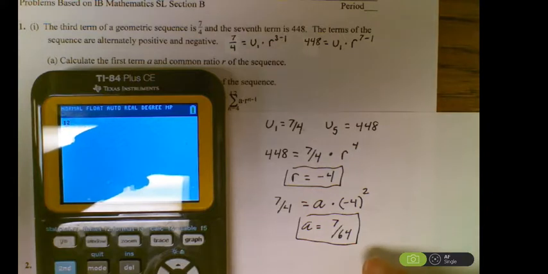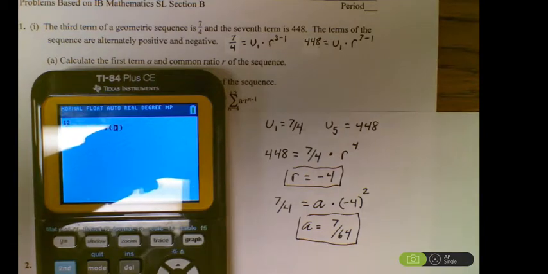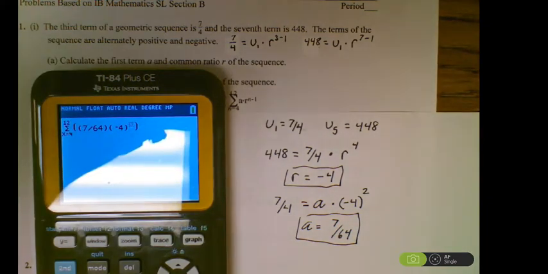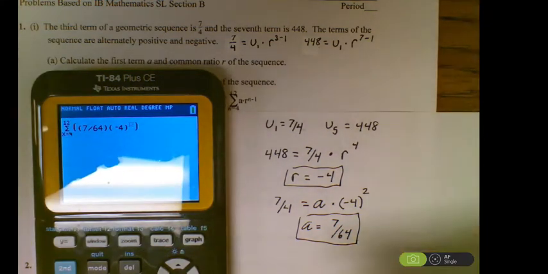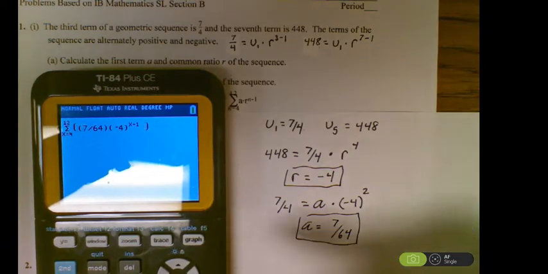So we know the first term is 7/64. I'm going to play it safe with parentheses here, so 7/64 in parentheses times a common ratio of -4, and then that is being raised to the n-1 power. Oops, there we go, sorry. And again, we're not using n on this, we're using x because it's the calculator, so I'm going to put x minus 1 as my exponent.